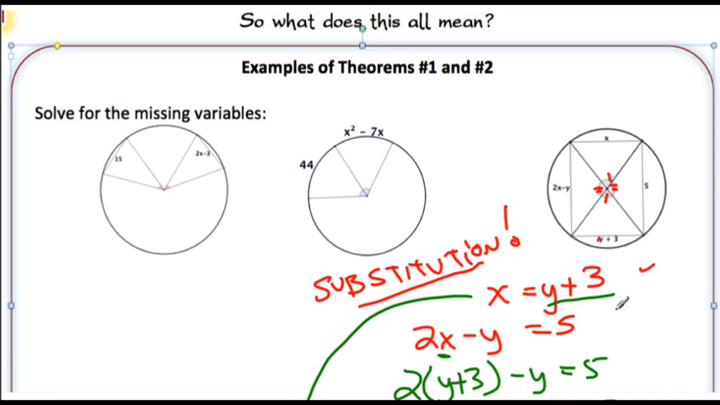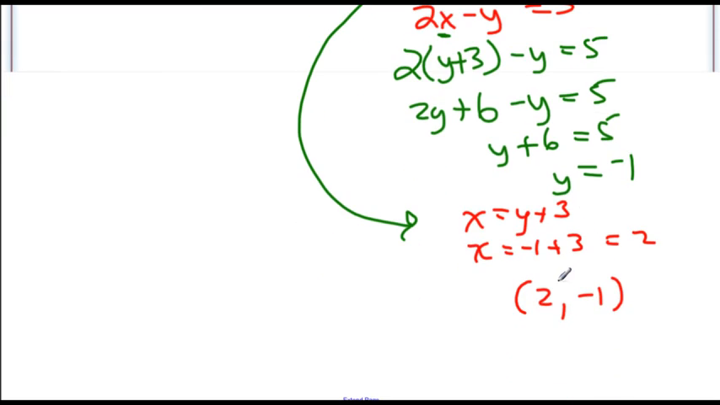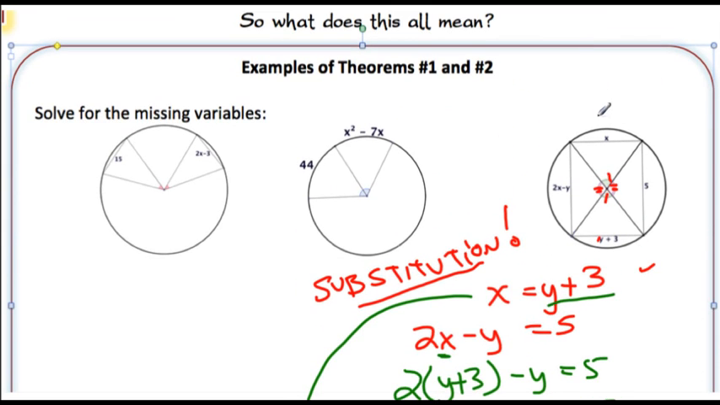So when I plug it in, you have to check both. Again, it's just like the other circle problem. You have to check to make sure that you're not going to get a negative distance here. Okay, so what do we get? X is 2, y is negative 1. So if x is 2, this length is 2. What do we get? Y is negative 1, so negative 1 plus 3 is 2. You're good to go there.